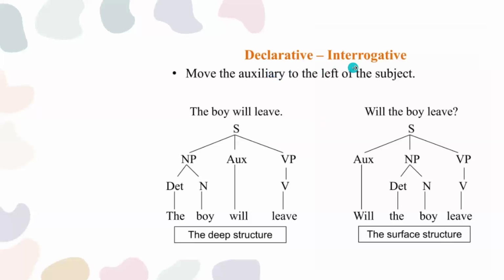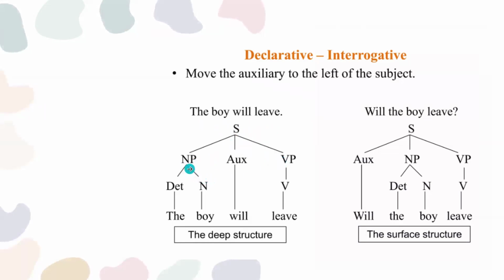We have some declarative and interrogative sentences here also. The boy will leave. This is a simple declarative sentence. Will the boy leave? It is an interrogative sentence. So let's see how we are going to further do it. You know, the boy is a noun phrase. Will is the verb, helping verb, or you can say auxiliary. The boy will leave. It's a future tense.